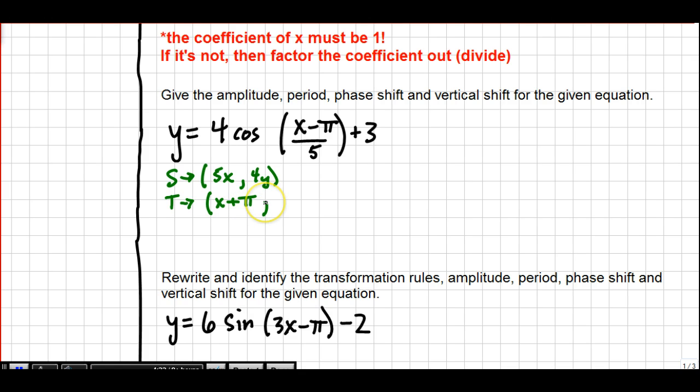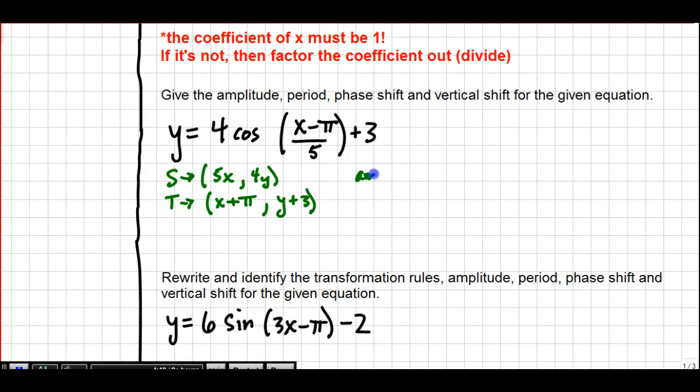For the y value, again the y is alone, so whatever extra is happening that's not with the x stays the way that it is. We're going to say y plus 3 here. So now let's go ahead and list out some information about what's happening here now that we know the rules.